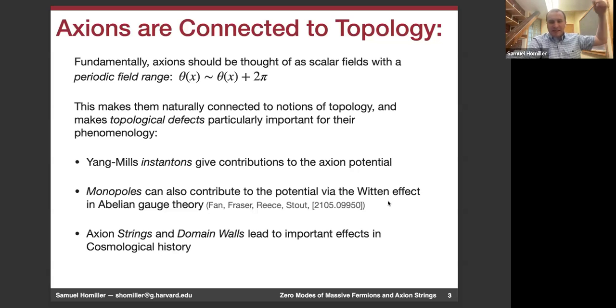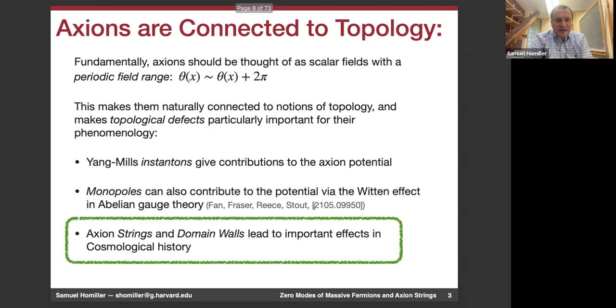And you can think of this as arising from loops involving those magnetic monopoles, as long as those magnetic monopoles exist anywhere in the spectrum, regardless of whether or not they're actually populated in the universe. And so these are two fundamental topological defects that can change what the axion potential looks like.